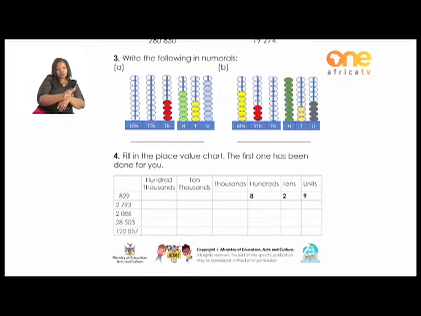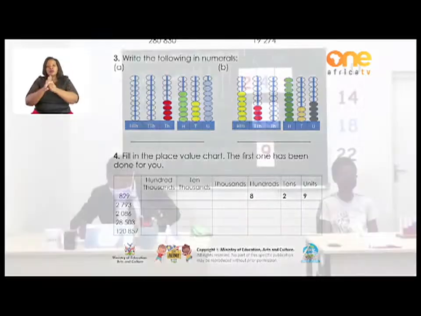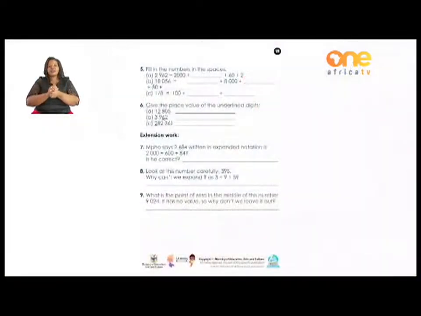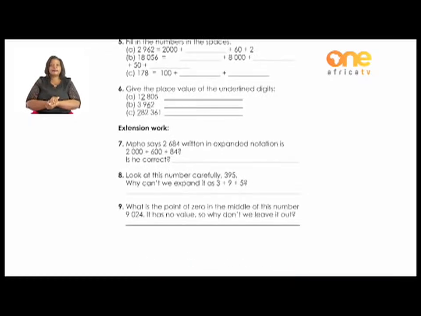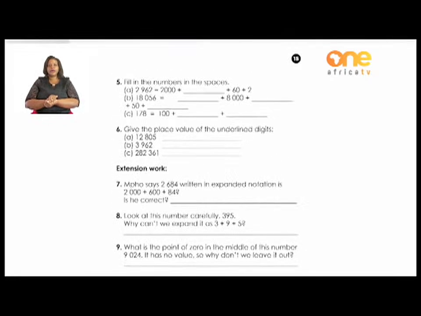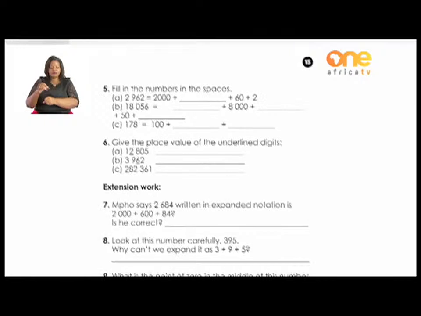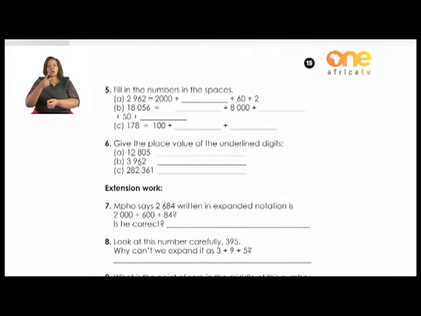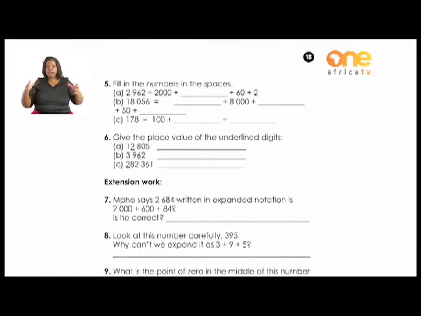Number 5, fill in the numbers in the spaces. So this is now expanded notation. What we are testing here is expanded notation. There are spaces that I left for you to fill in. If you have to expand 2962, you have to start with 2000 plus, I don't know what that is, you have to put it in yourself, and then plus 2. So you can also do that. I think it's very easy to do.